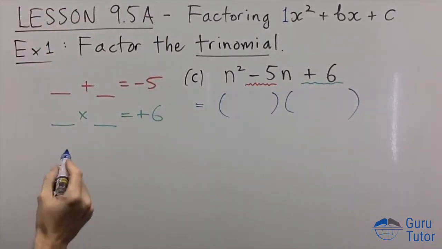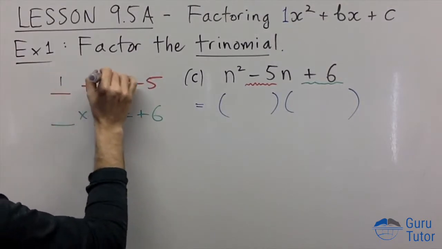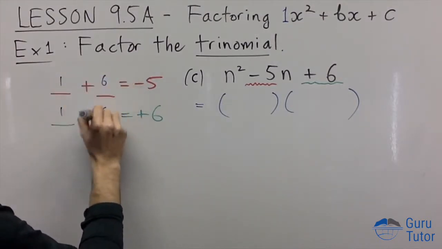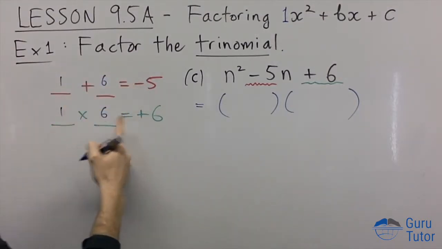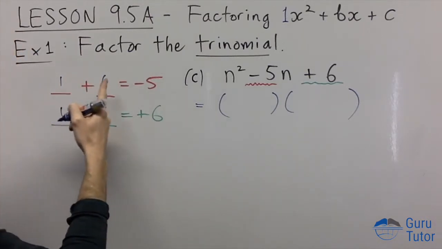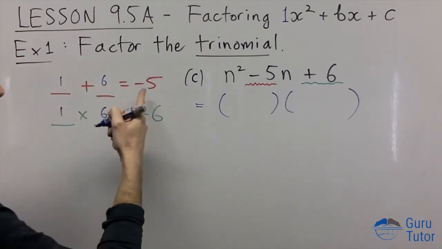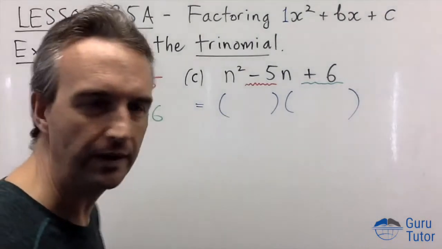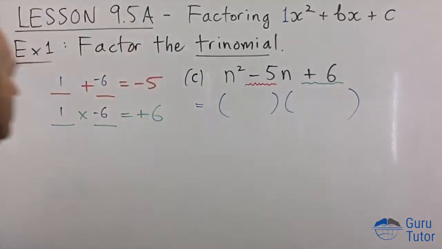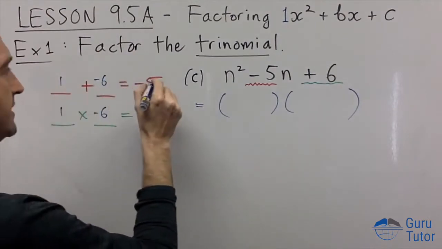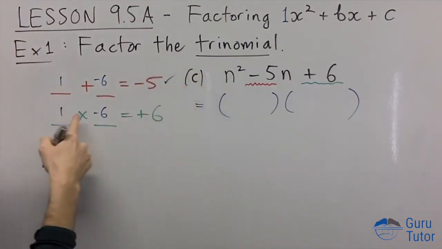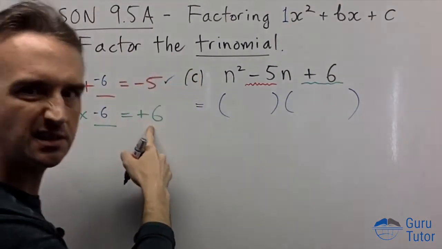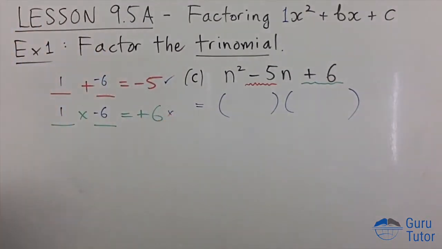I know. 1 and 6. 1 times 6 is 6. Yes. 1 plus 6 is 7. No, but oh, hang on. If I put a minus, yeah, I'll put a minus there. That works. Let's just check though. 1 plus negative 6 is negative 5. That works. 1 times minus 6 is plus 6? No. This is not right.